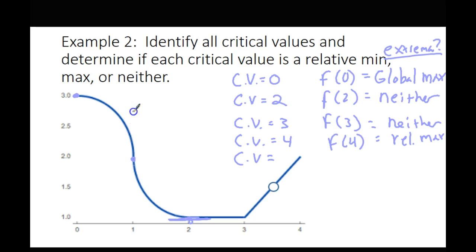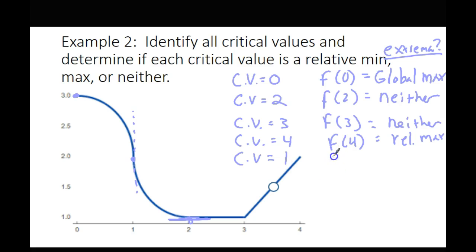Undefined. It is undefined. Draw your tangent line. That's a vertical line. That's an undefined slope. So you might want to draw that on there. That one's not obvious. So anytime you have a horizontal line, a vertical tangent line, or a gap or a cusp, those are all critical values.